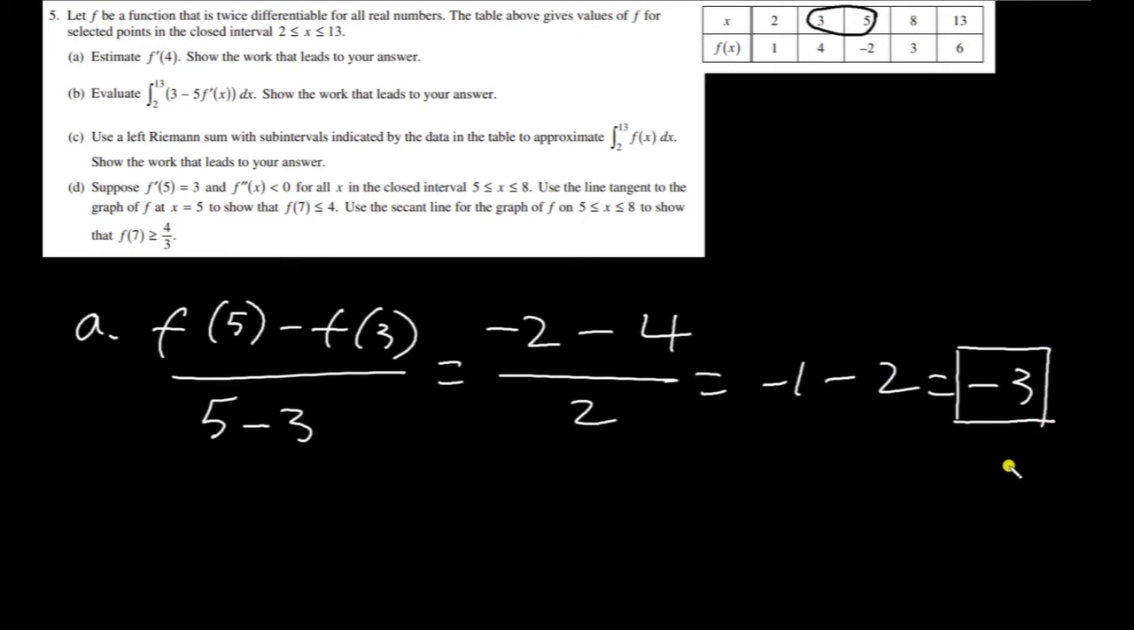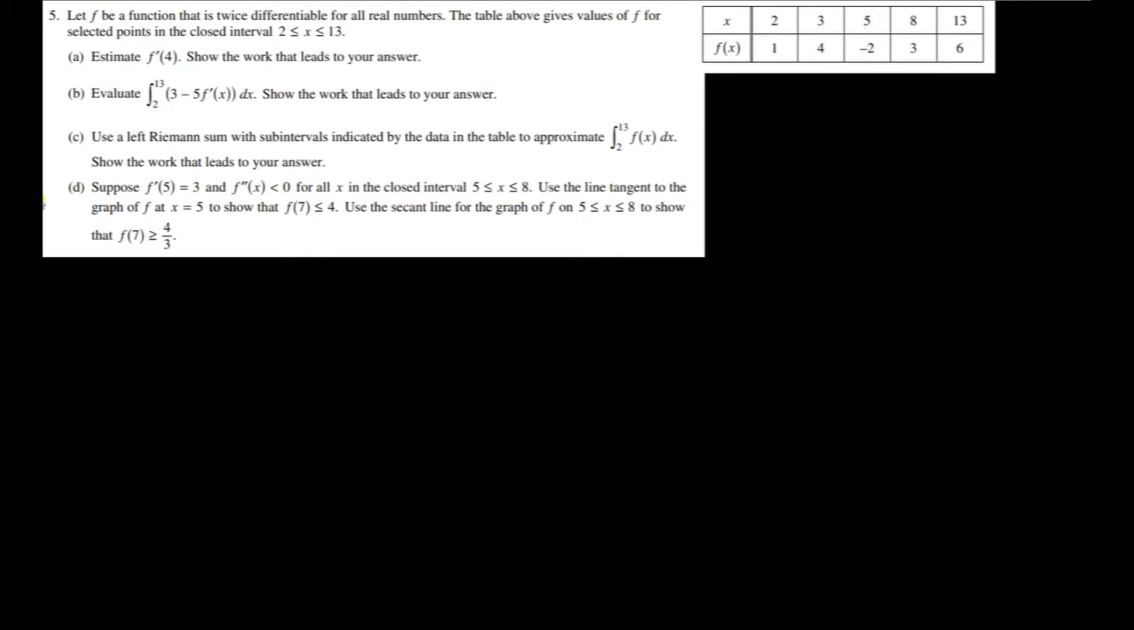Okay? That was a simple 1-point question. Part B, evaluate the definite integral from 2 to 13 of 3 minus 5 f prime of x dx. Show the work that leads to your answer. Okay? So again, we still only have this little information here to work with, so there's obviously not much they can ask us to do here.